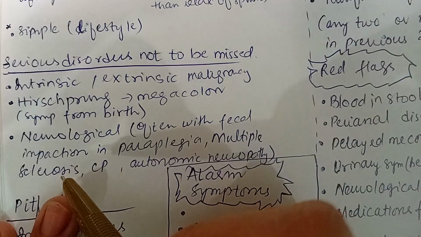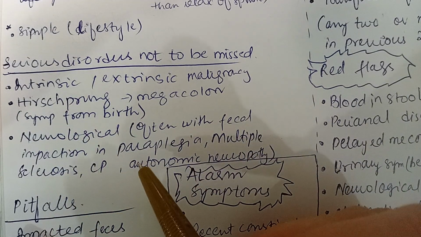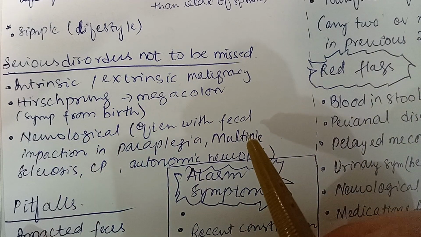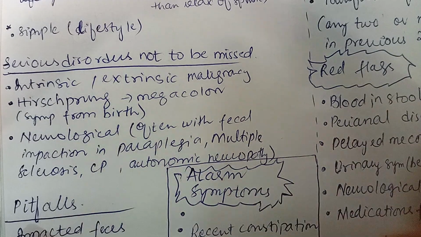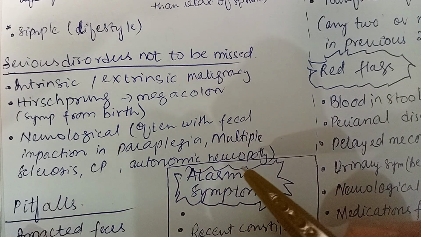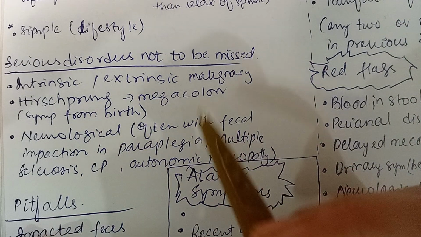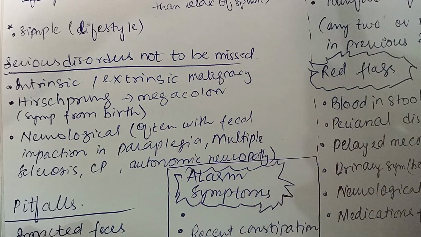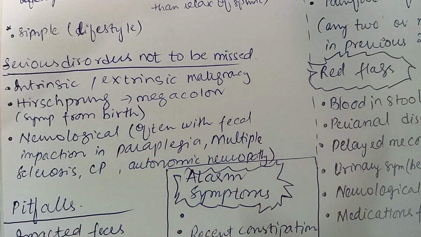Then we have neurological causes, often seen in the patients who have paraplegia, multiple sclerosis, cerebral palsy, and in diabetic patients who have autonomic neuropathy. The patients can complain of constipation, often associated with fecal impaction.